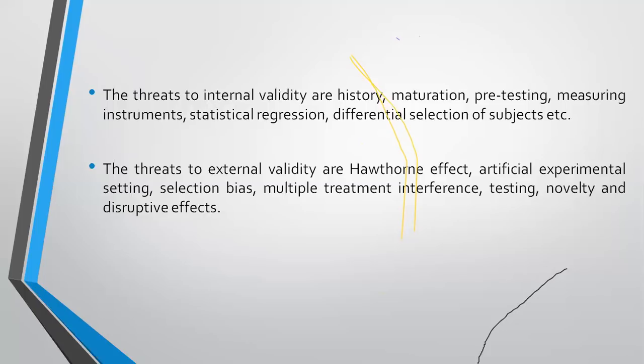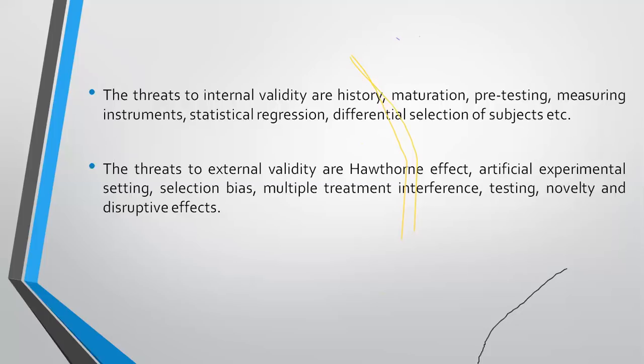Like the example I cited, you're working on diabetes and you want to test which drug works better. You have given the animal metformin, you're also giving the animal glimepiride. Which one do you know works better? So multiple treatment interference can affect the outcome of your research.